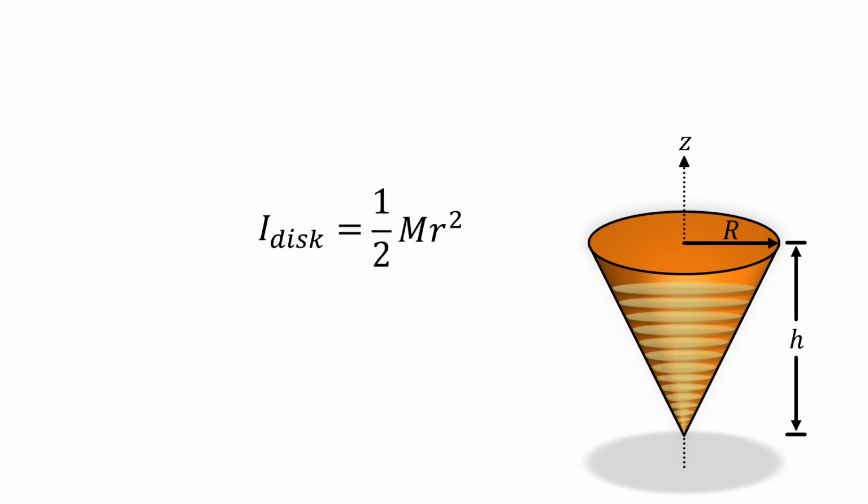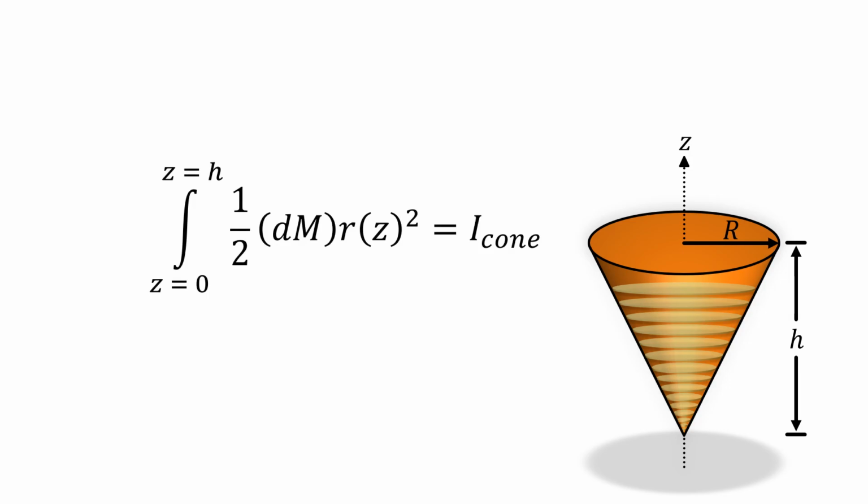And like I mentioned before, our disk doesn't have a single constant radius of r. Instead, it has a radius that gets bigger as you move upwards from the bottom of the cone. So we'll need to switch out r for r as a function of z as well. So this would be the proper representation for dI. And we're going to take this and insert it into our integral equation.